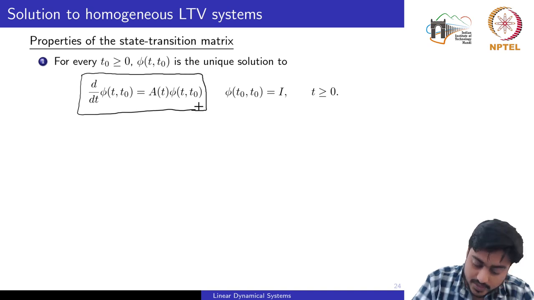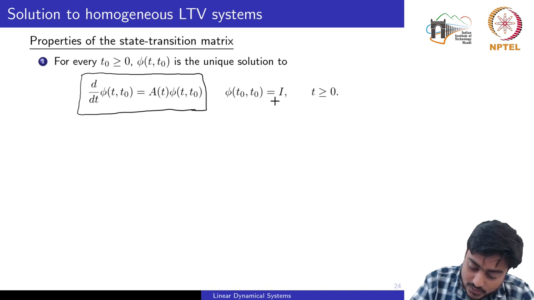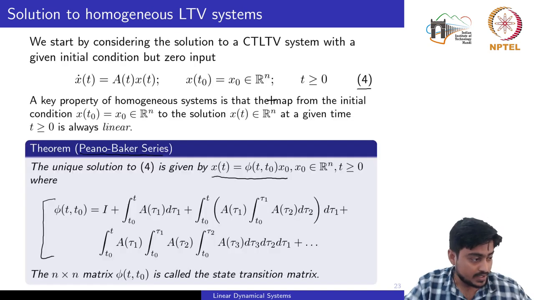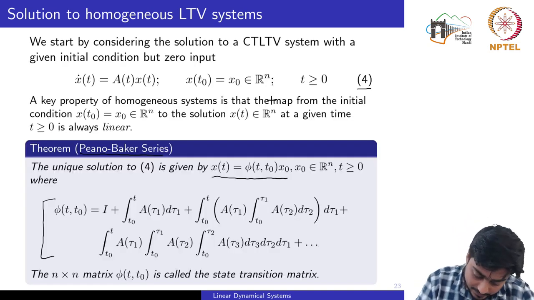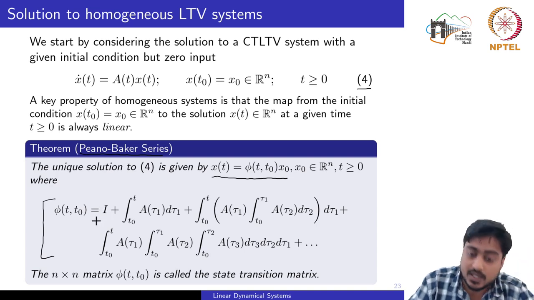This is a very nice property which we would explore later. And phi(t, t0) also satisfies phi(t0, t0) is equal to I. I here is an identity matrix. Just to add to the last slide, here I denotes the identity matrix of the suitable dimension.